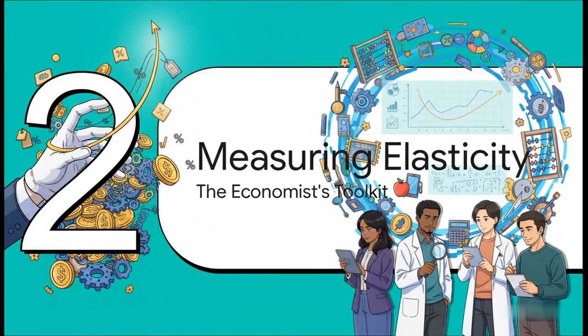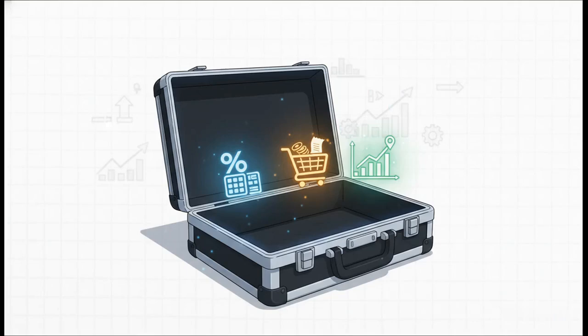So knowing these categories is one thing, but how do we actually figure out where a product fits on this spectrum? How do we put a number on it? Well, economists actually have a toolkit for that, and we're about to open it up. Inside this kit, there are 3 main tools. We're going to look at the percentage method, the total expenditure method, and then we'll touch on the geometric method. Each one gives us a slightly different way to look at the same exact problem.